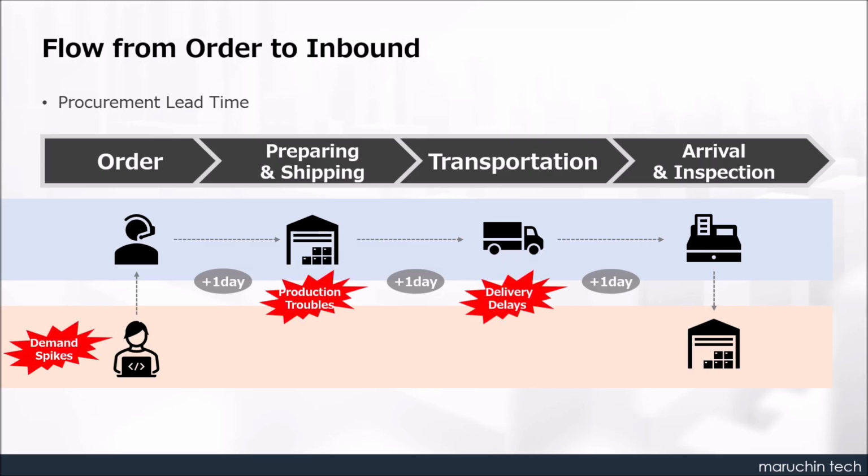Also, even if we account for procurement lead time, unexpected events can occur, such as sudden demand spikes, production troubles at the factory, or delivery delays due to bad weather. To prepare for such a situation, the buffer kept separately from the inventory used for normal consumption is called the safety stock. A safety stock allows us to prevent a stockout even if there are some fluctuations.